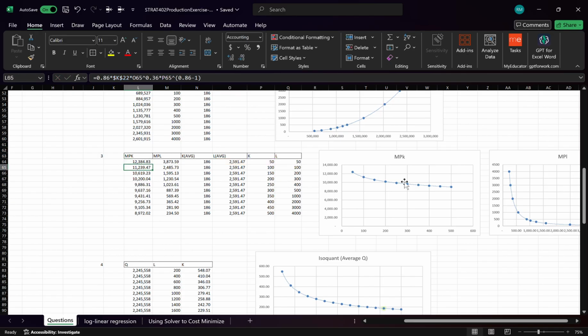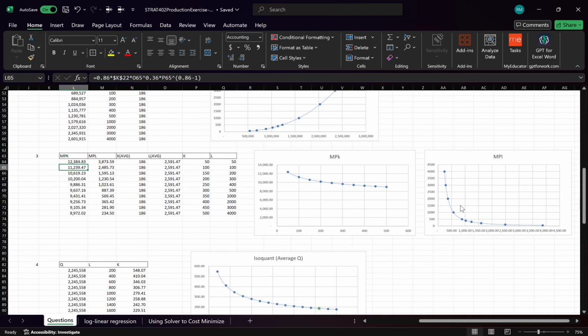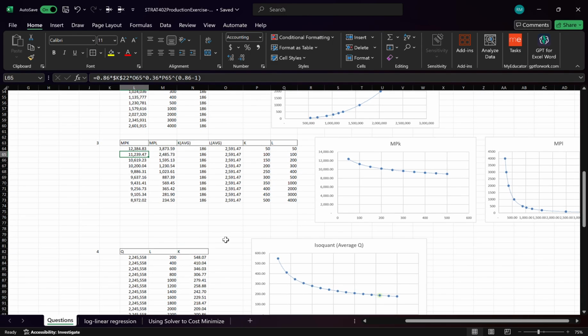And then same thing for marginal product of labor. I did that too, and then you can see that over time that goes down. Both of them go down, but especially marginal product of labor goes down very quickly, which is going to go to show in the future that capital is better than labor. It minimizes the cost.